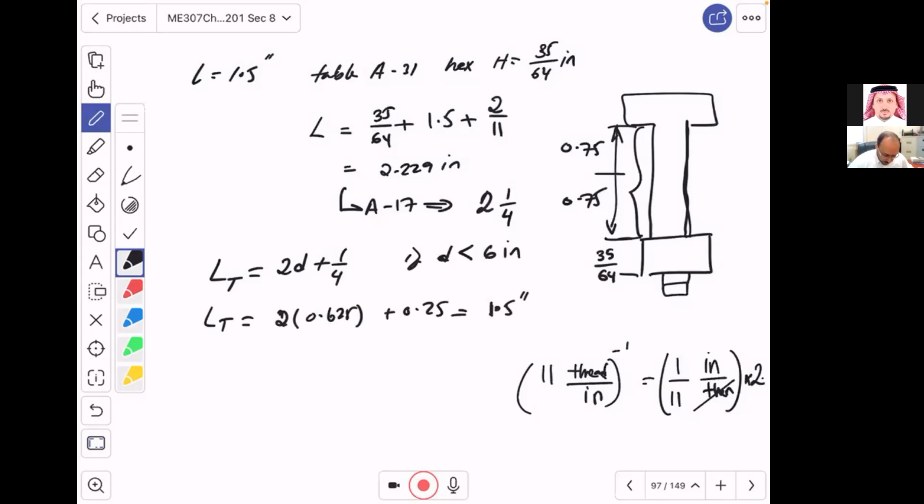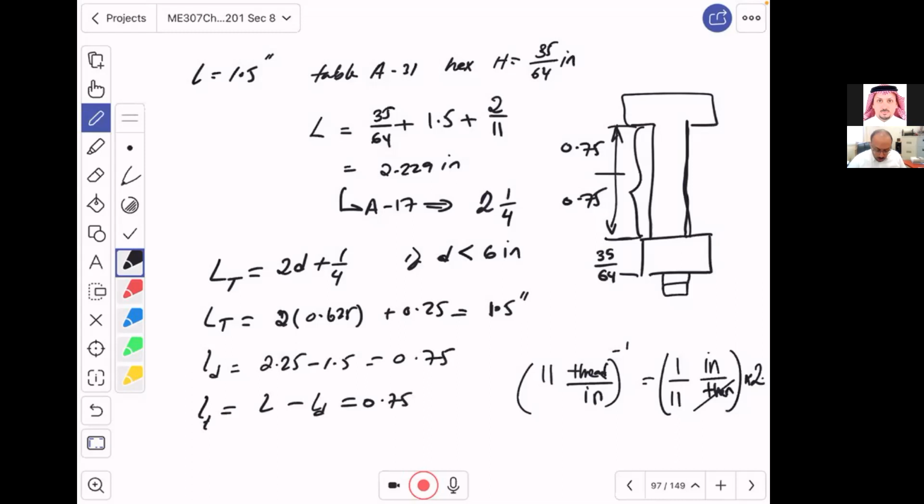Then we need to find LD. Why are we doing this? Because we need to find KB. We need all of these numbers. LD is equal to the length of the bolt, which is 2.25, minus the length of the threaded portion, which is 1.5, and we will get 0.75. Then we will have the length of the threaded portion within the grip, LT, equal to the length of the grip minus LD, which is going to be 0.75.